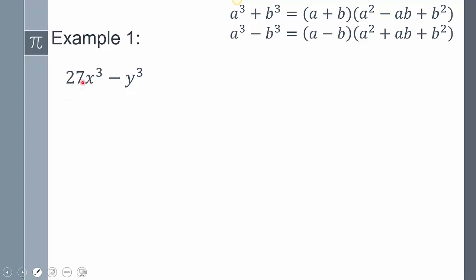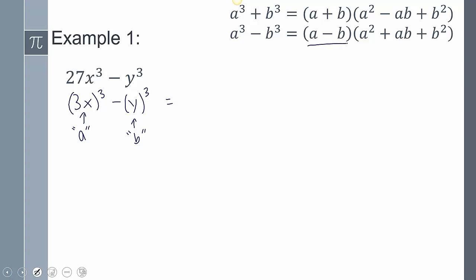So first example here, 27x cubed minus y cubed. So I know because of this minus, I want to use this statement here because it says a cubed minus b cubed. So I want to find what a is and what b is. So I could rewrite this as (3x) cubed minus, and I'm just going to put parentheses around it because it's easier to visualize, (y) cubed. And so now this is my technical a, and this is my technical b. And so I can plug those values into the statement here.